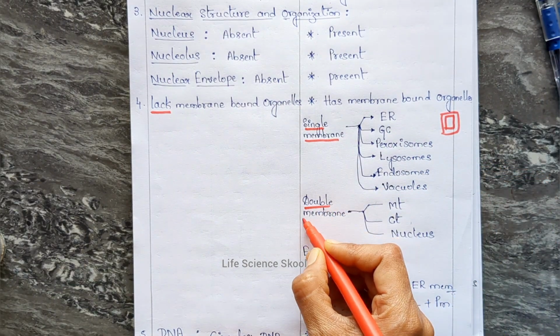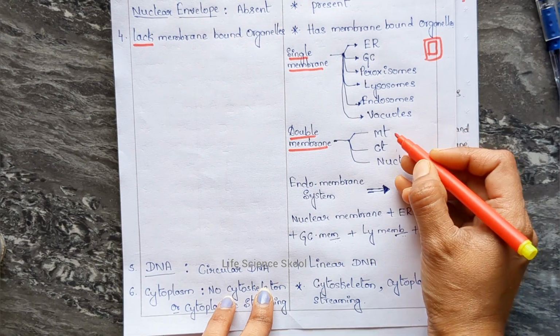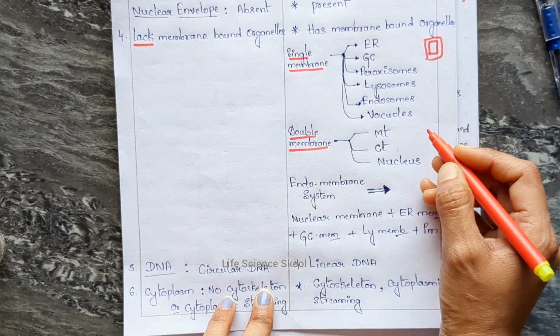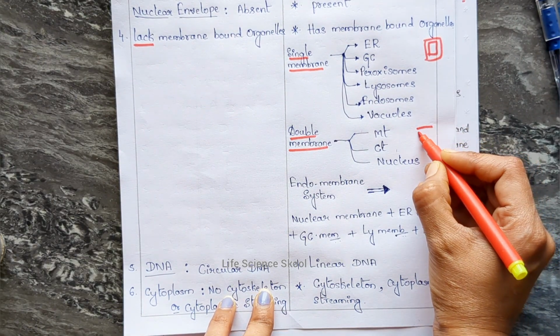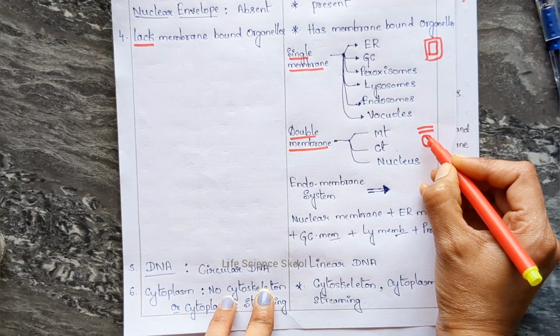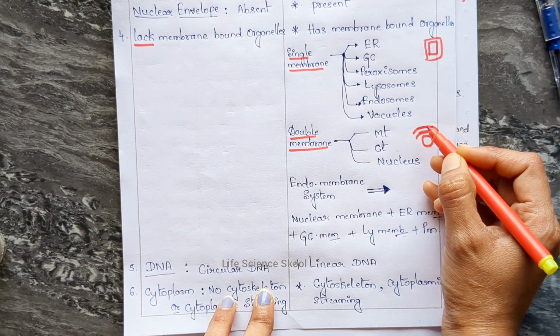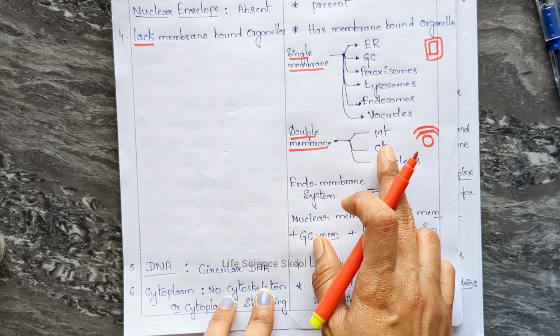And coming to the double membrane organelles, here the double membrane organelles are mitochondria, chloroplast and nucleus. Here the membrane of the cell will be double layered. If you think of this as the cell, the membrane will be double layered. That is mitochondria, chloroplast and nucleus.